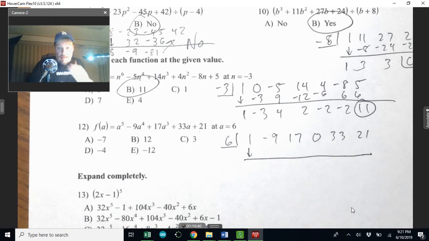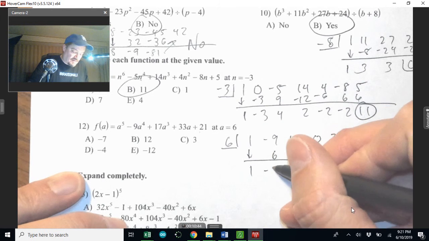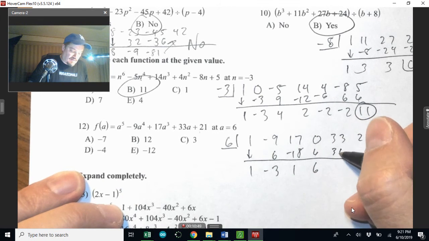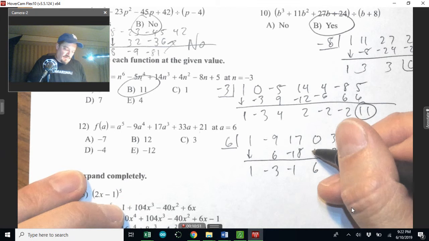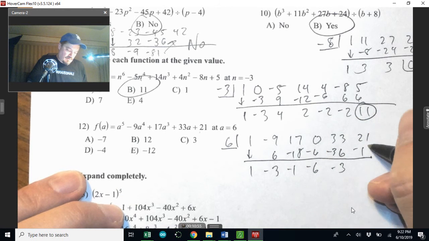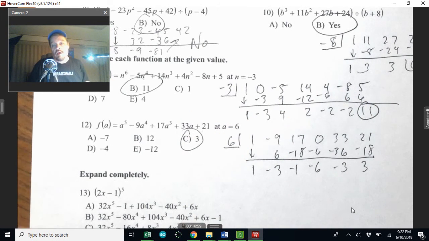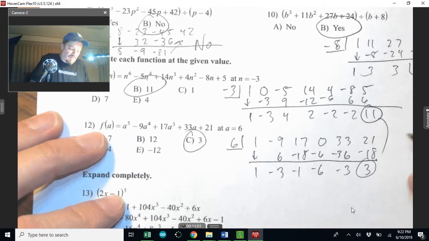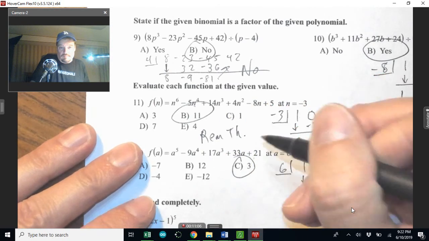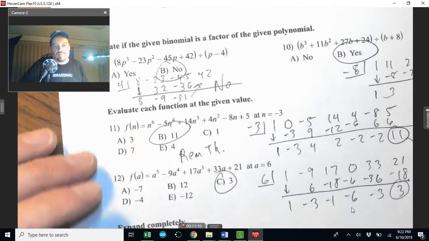Okay, so now we're going to slow this down because I'm going to go fast. 1, 6, -3, -18, 1, 6, 6, 30, -1, 3. Went a little too fast there. Okay, your answer is 3. So remember, this is called the remainder theorem. Okay, and this is no theorem at all. It's just synthetic division. All right.